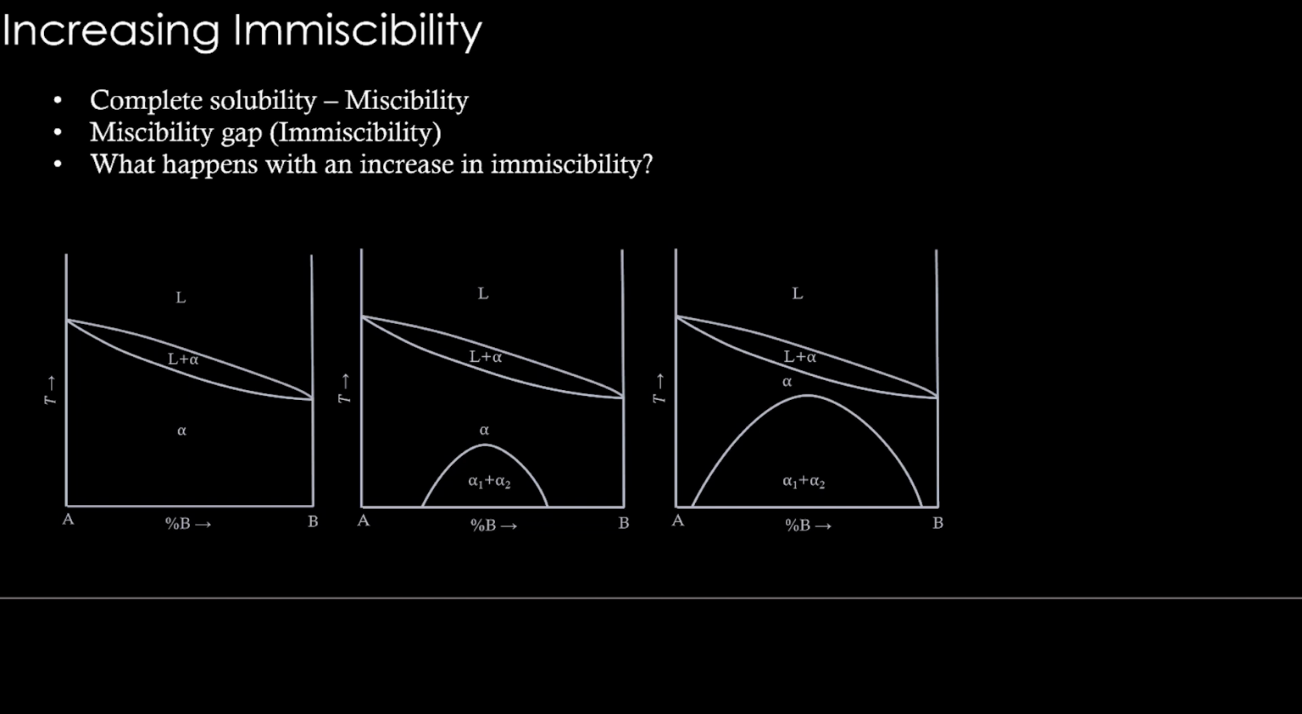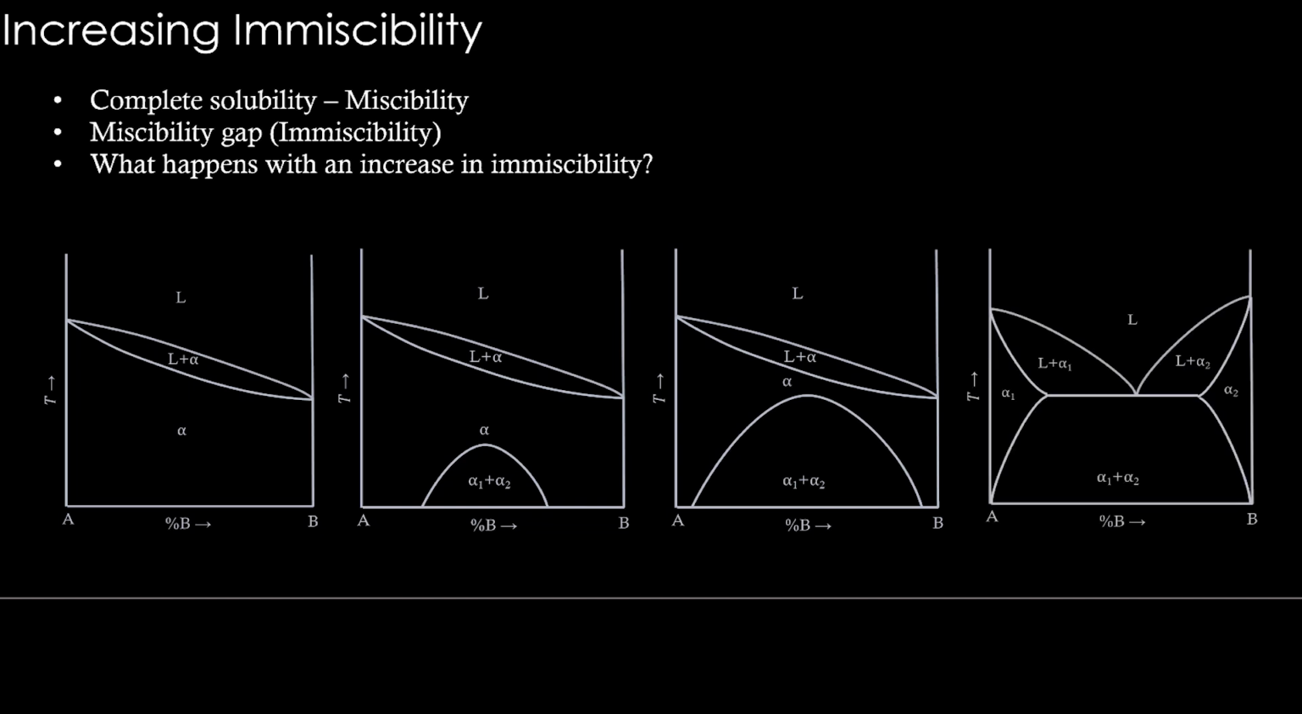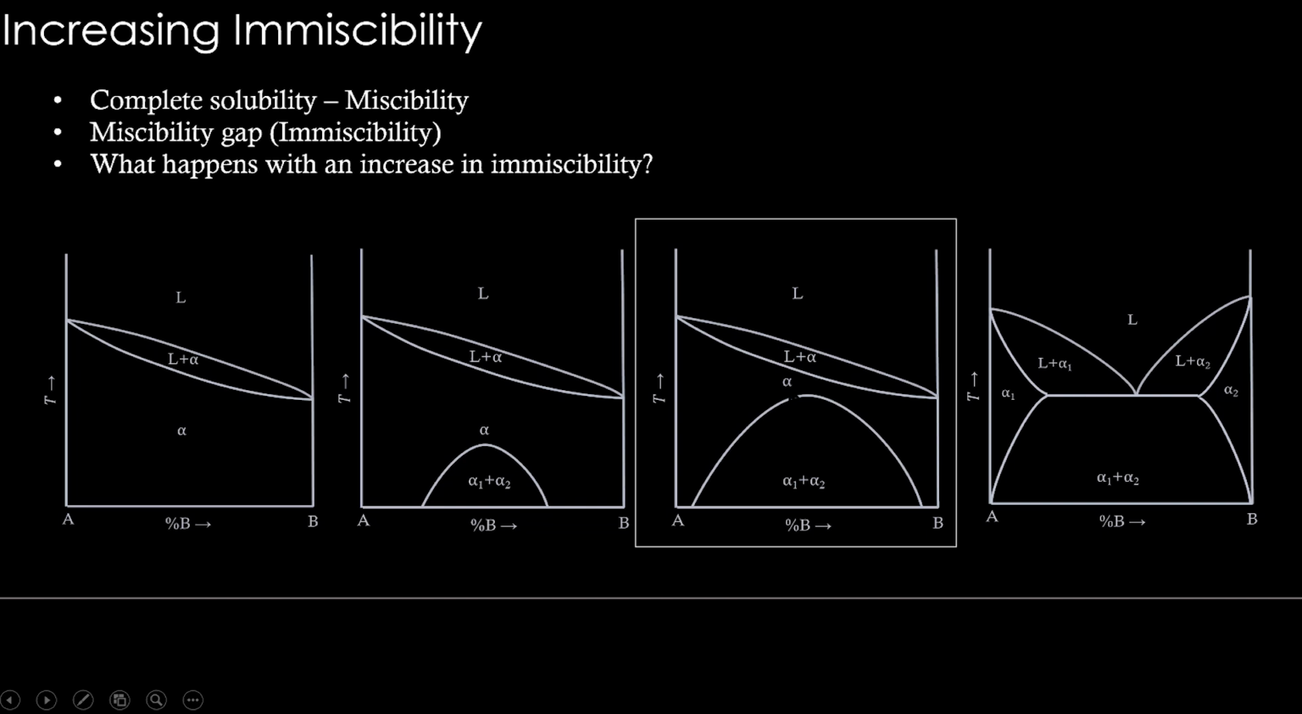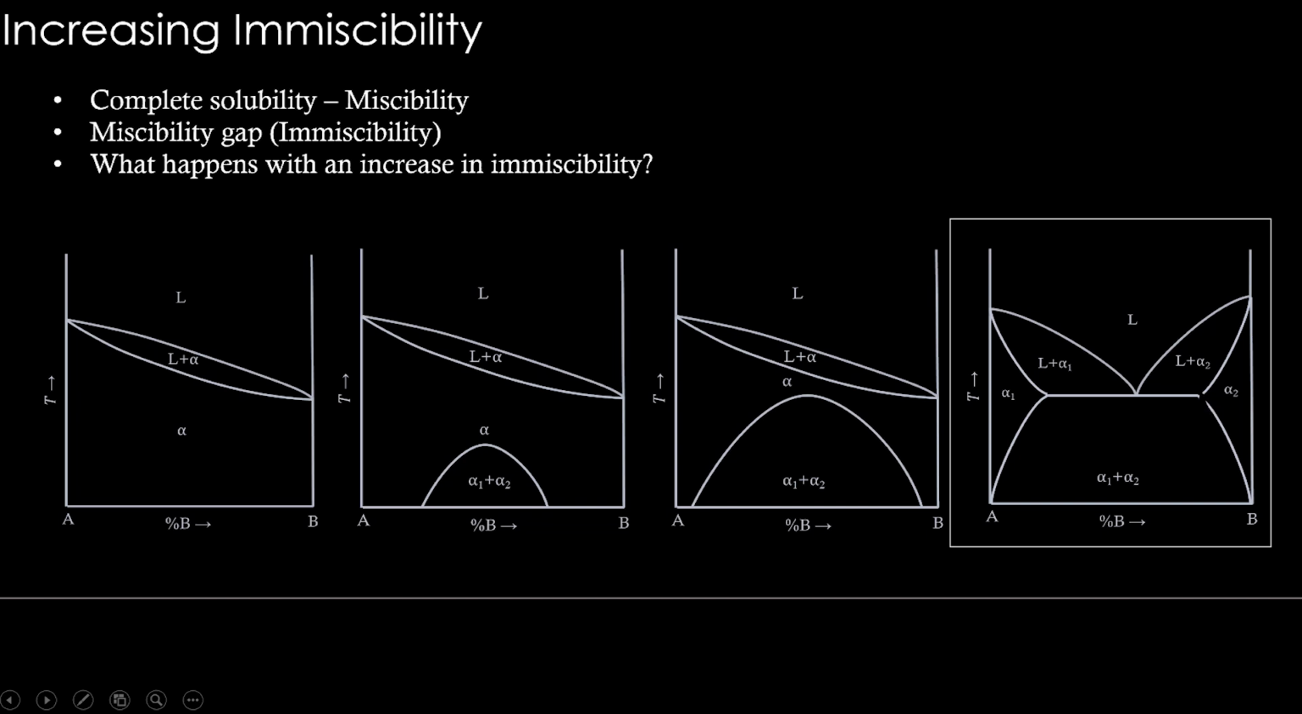So the miscibility gap widens and the single phase alpha region shrinks. If it increases further, then we may end up with a diagram like this, where we see alpha 1 and alpha 2 phases on two sides of the diagram, and no single alpha phase region throughout from left to right. So here at least there is some alpha region from left to right, but here there is nothing. So this kind of diagram can come.